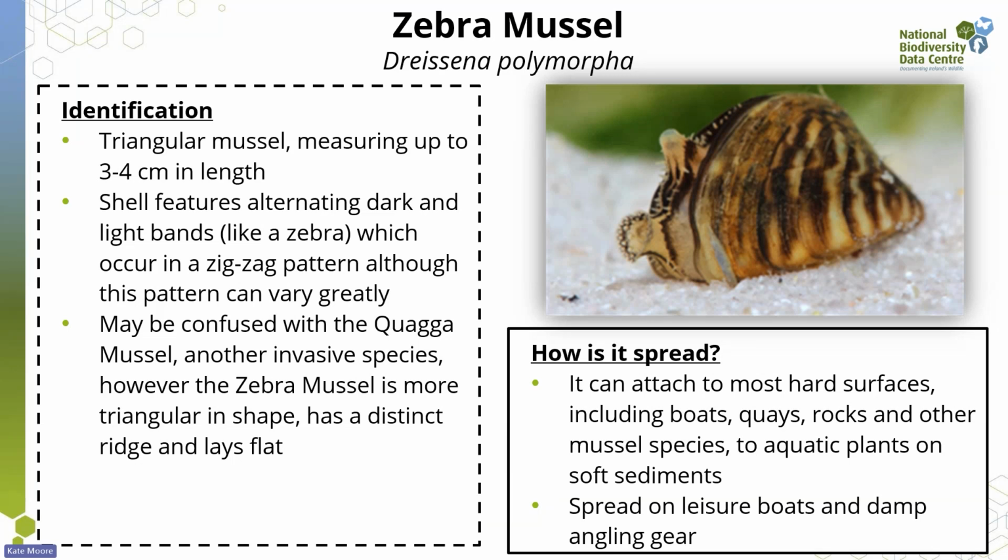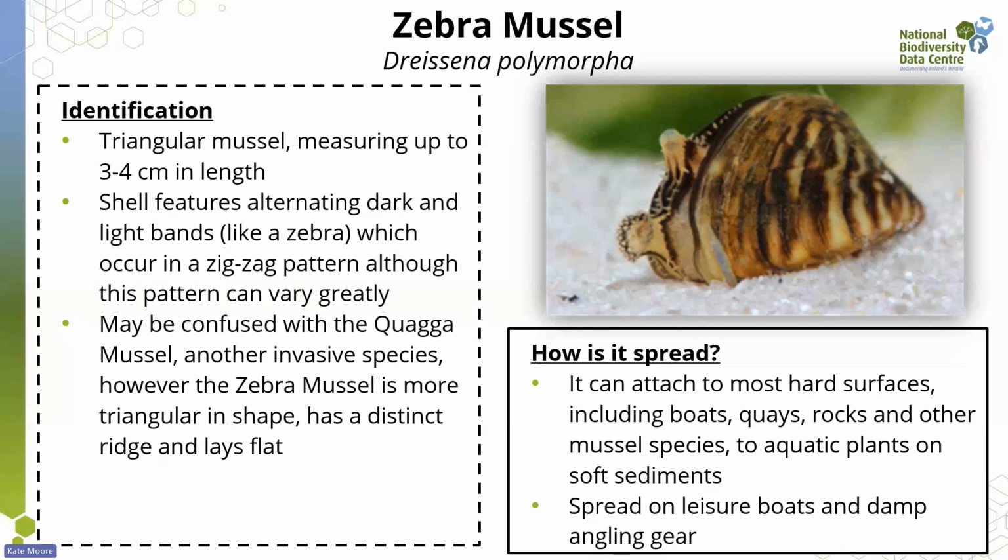So this is a triangular-shaped mussel that measures 3 to 4 centimeters in length, and you will see on its shell that it has alternating dark and light bands, which give it its zebra name. And these can occur in a zigzag pattern, although this pattern can vary very greatly. It is often confused with the quagga mussel, which is another freshwater invasive species. However, the zebra mussel is more triangular in shape and has a distinct ridge and lays flat.